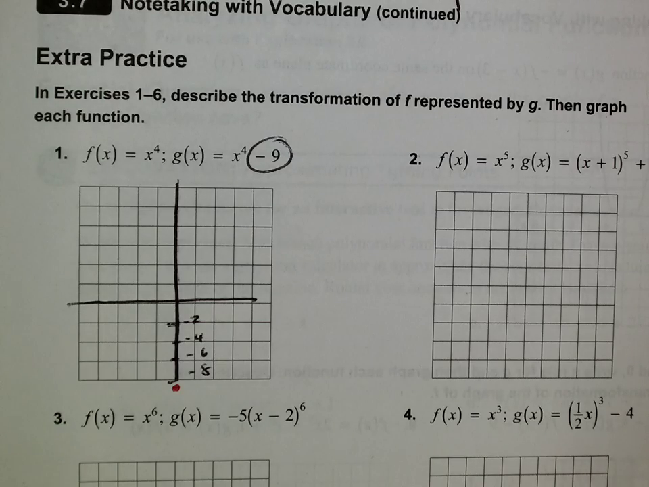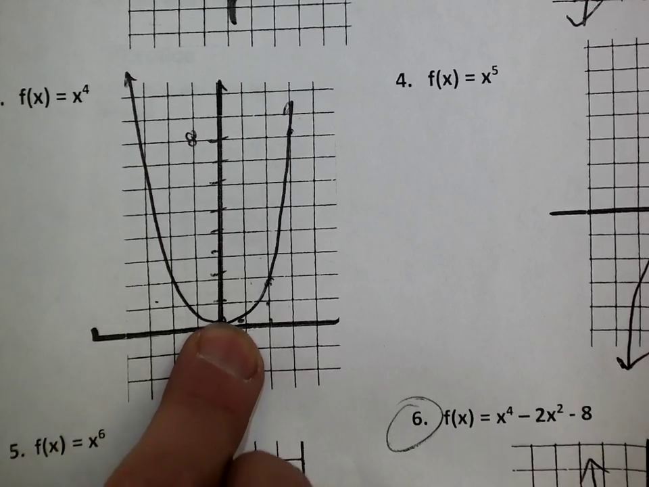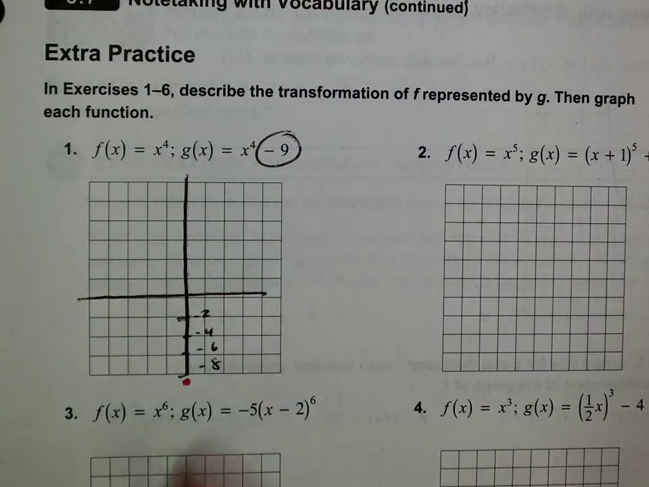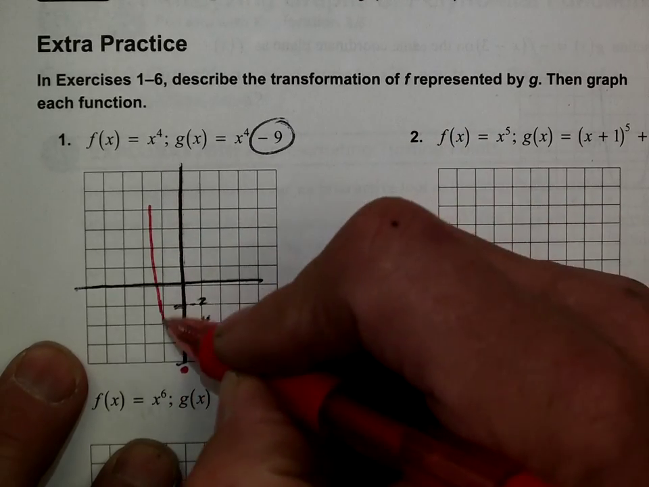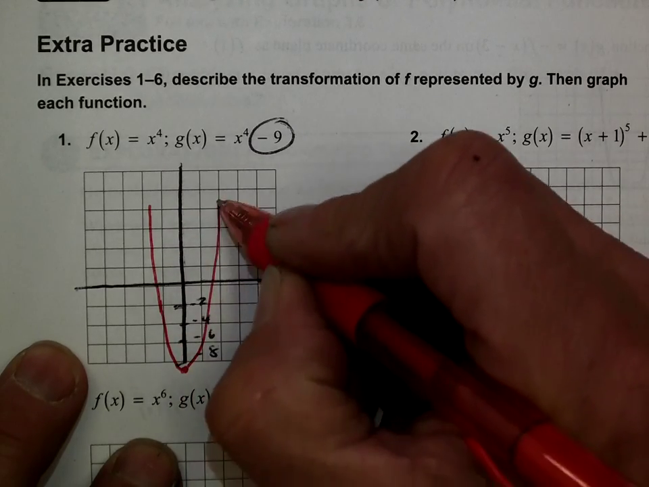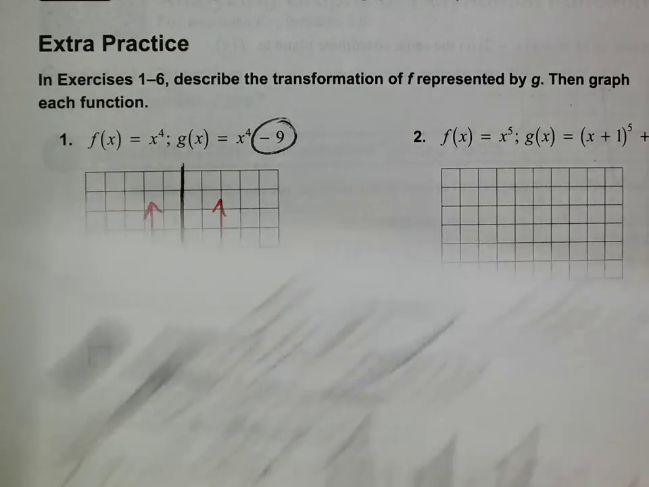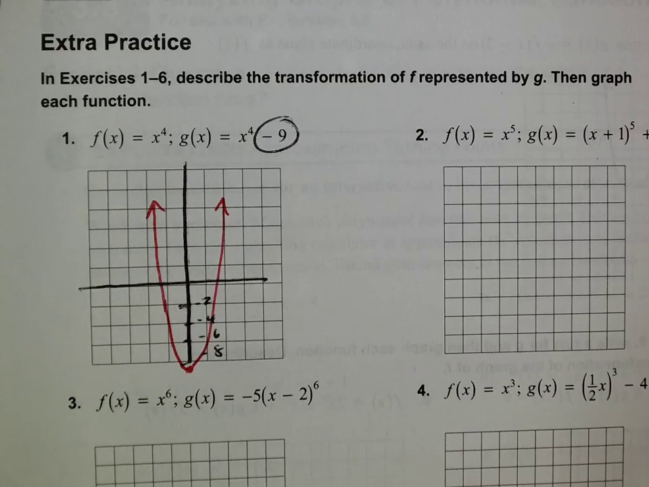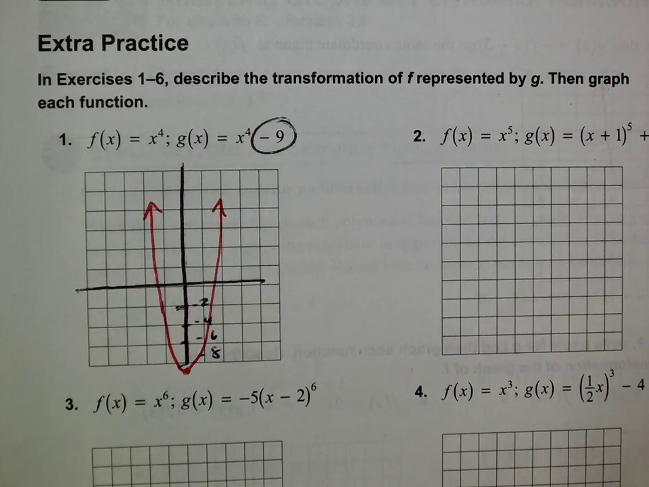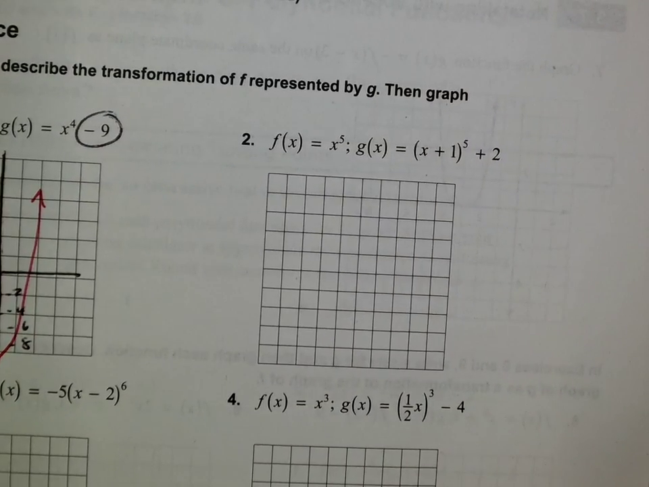I know that the x to the fourth looks like this. So I'm going to take this graph and just drag it down 9. So my graph's going to look something like this. Okay. I just took my x to the fourth and I just dragged it down 9. Okay. That seem easy? All right. Number 2. Am I going too fast?